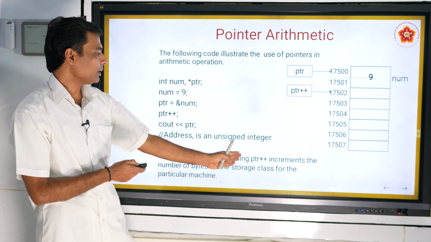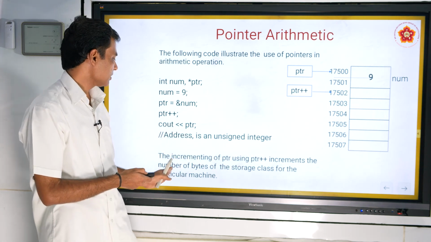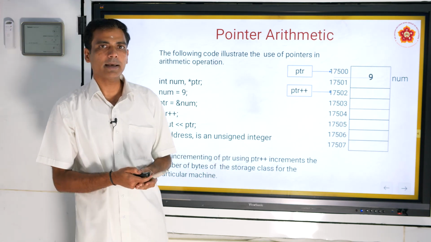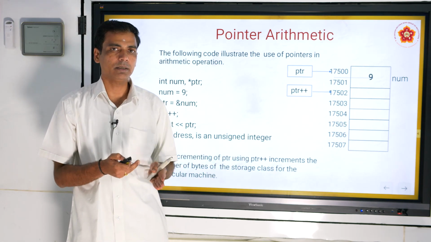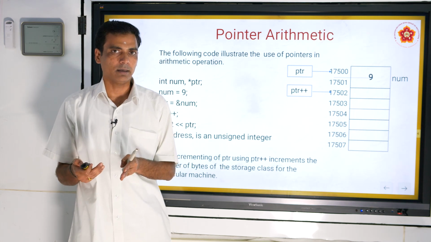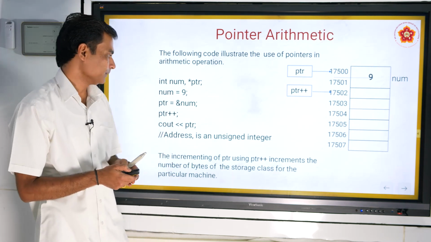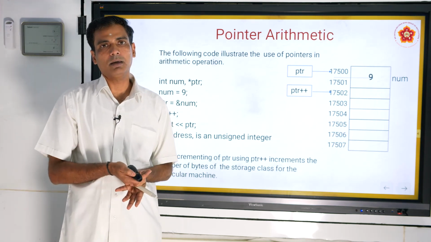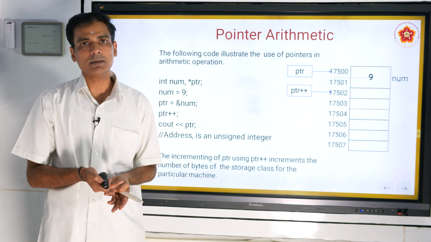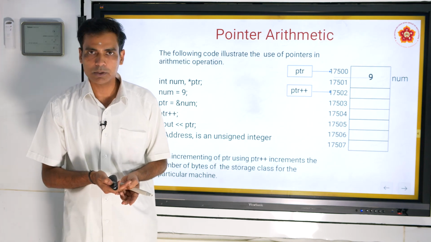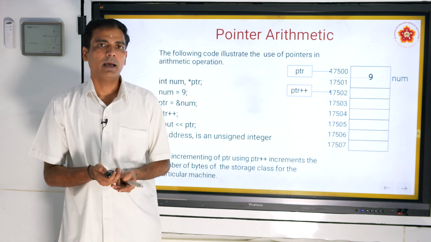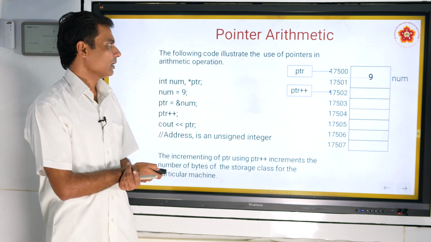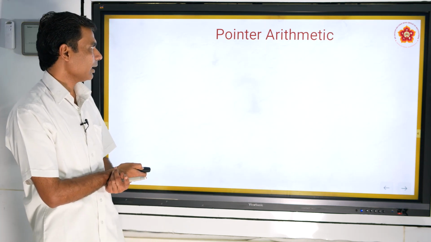So the increment of ptr using ptr++ increments the number of bytes of the storage class. Here storage class means the data type, integer, float or character, whatever data type we are using for the particular machine. That is machine dependent. Just like a 16-bit machine consumes 2 bytes for integer, and a 32-bit machine consumes 4 bytes for the integer data type. That differs from compiler to compiler and machine to machine.